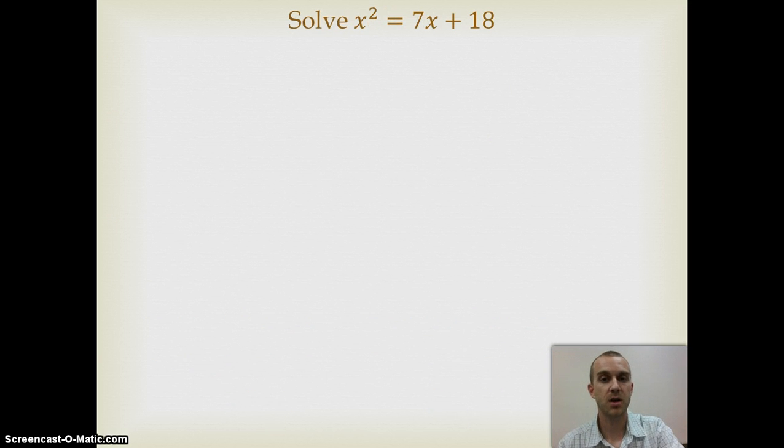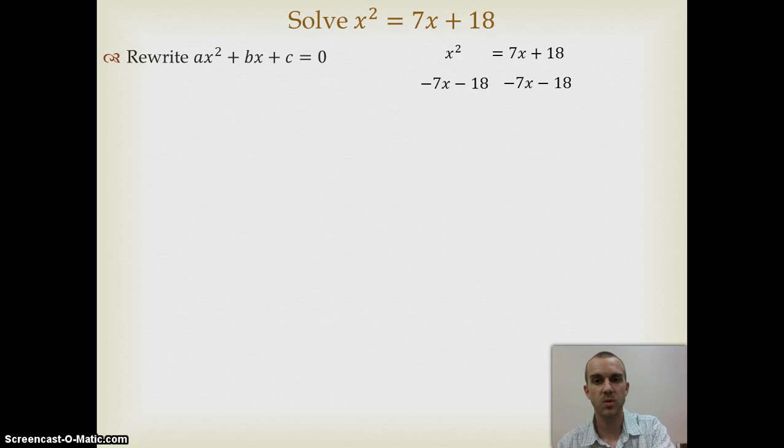Now say we have this problem, x squared equals 7x plus 18. In this case, we need to rewrite our equation so that it's ax squared plus bx plus c equals 0. So, first thing we need to do is move the 7x and the 18. So we have to subtract them from both sides. Now we have that x squared minus 7x minus 18 equals 0.